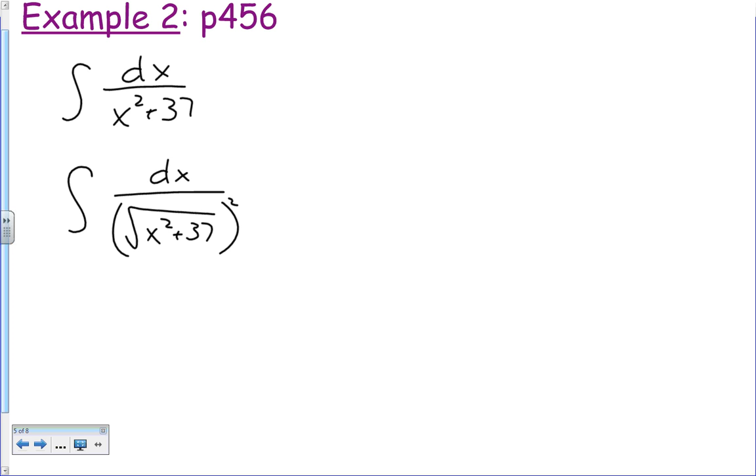But now I can see that I've got that square root in there. If it helps you to rewrite it, do so. It's obviously not necessary, but you should recognize the fact that it's x squared plus some constant. It doesn't have to be some perfect square, just plus some constant. That's going to involve this technique.